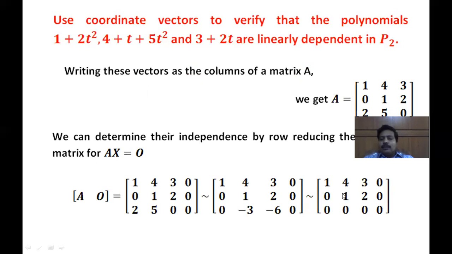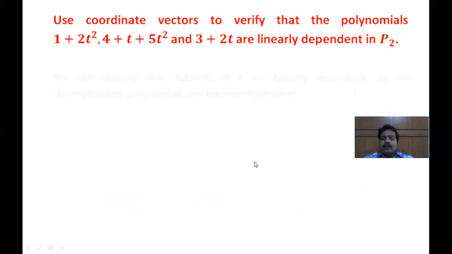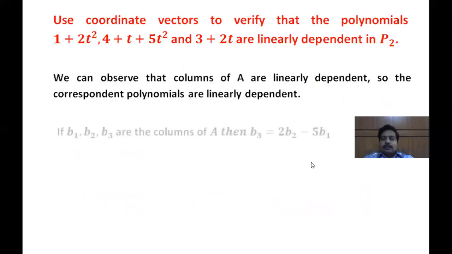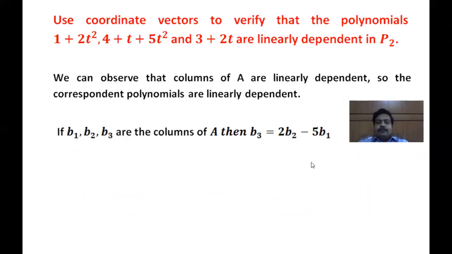If you multiply this with 2, you get 8. 8 minus 5 is 3. So B3 is equal to 2B2 minus 5B1. That is what we have taken here.